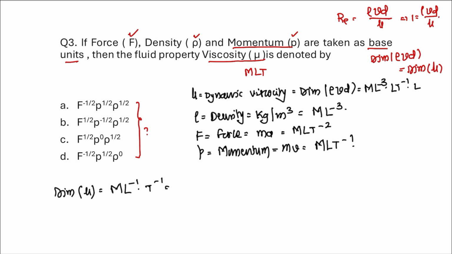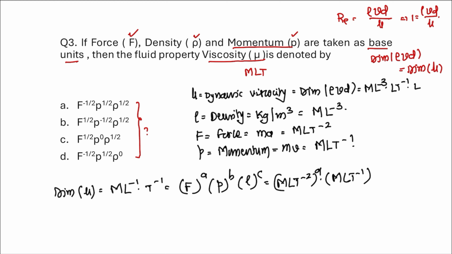This should be equal to force to the power of A into momentum to the power of B into rho to the power of C. We are not aware what is the value of A, what is the value of B and what is the value of C. This is equal to what is force? ml into t to the power of minus 2 into A. P is momentum, ml t to the power of minus 1 into B, into density, ml t to the power of minus 3 into C.